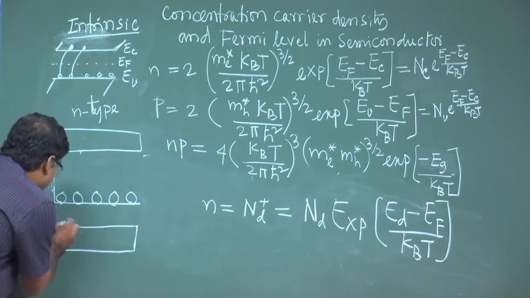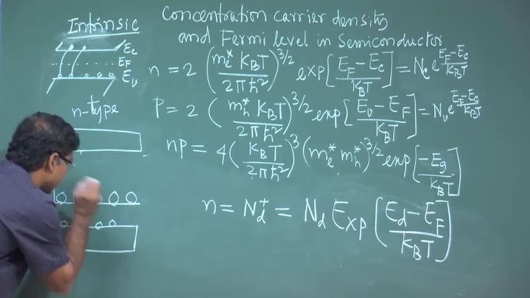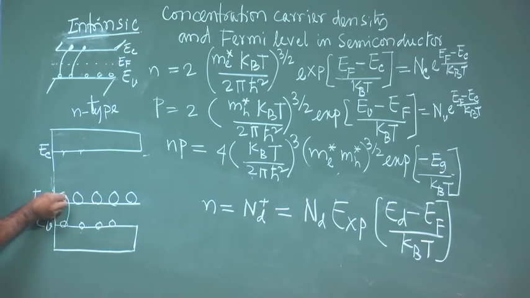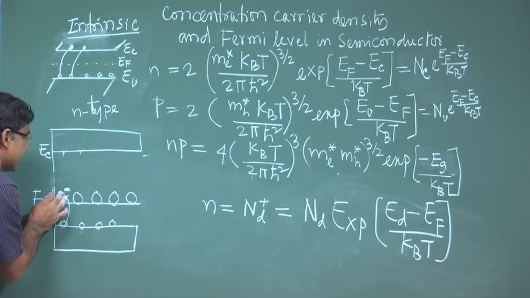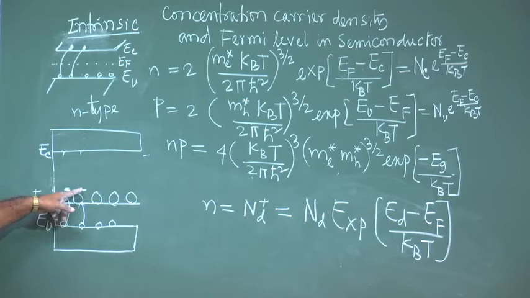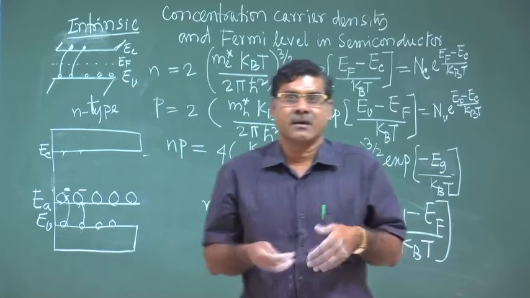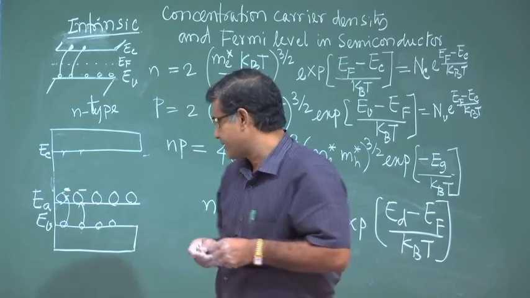When an electron goes from here to here, this will be a negative ion, and here there will be a hole because one electron is left. So it is equivalent to a hole. That means this way the acceptor is accepting electrons and giving us holes in the valence band. Thus the hole density will increase in the semiconductor.